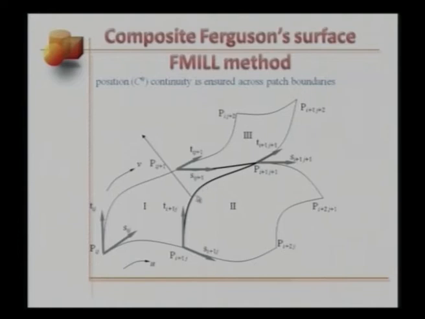What is this curve here? And what is this curve here? These are common boundaries. This one is common between patch 1 and 2, and this curve here is common between patch 1 and 3. Since all three patches are Ferguson's bicubic patches, each of these bounding curves are cubic, and so the common boundaries are also cubic curves.